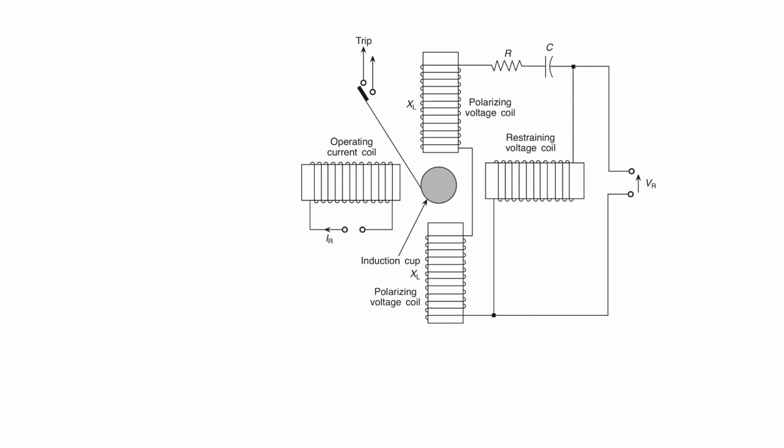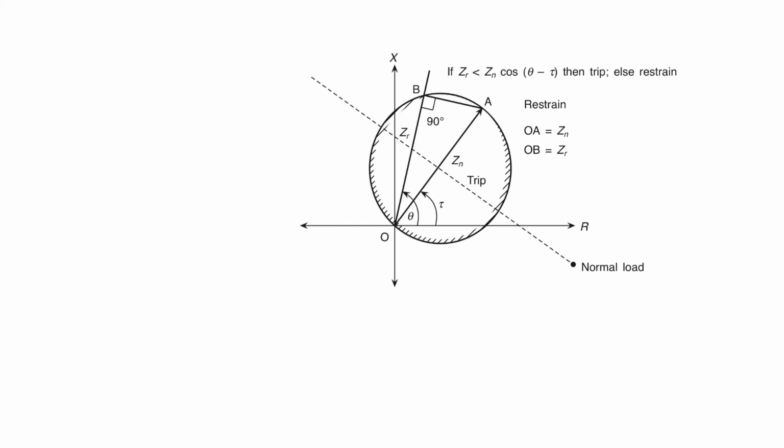Now, we will discuss the performance of this relay during the normal load flow. It can be seen from this figure, this is the normal load flow line. The impedance seen by the relay during the normal load flow is well outside the trip region of the characteristic. So this relay is stable during the normal load conditions.